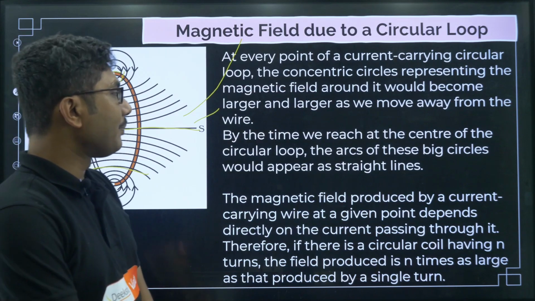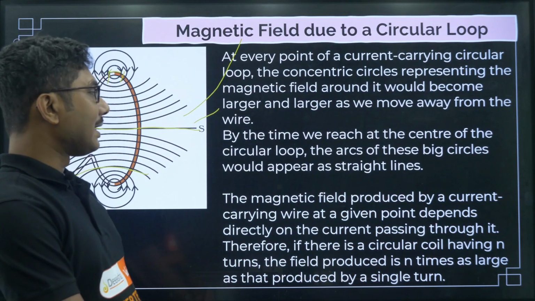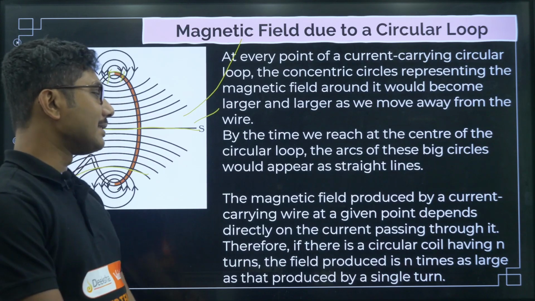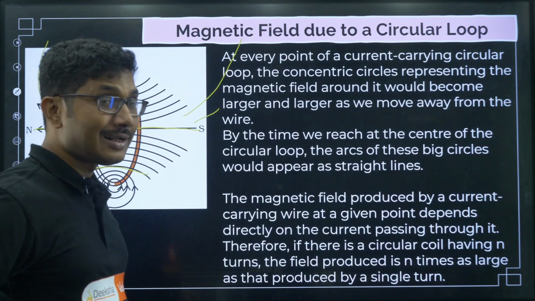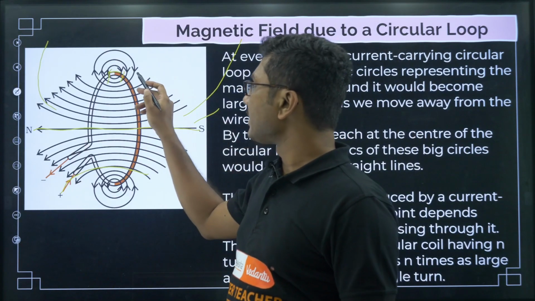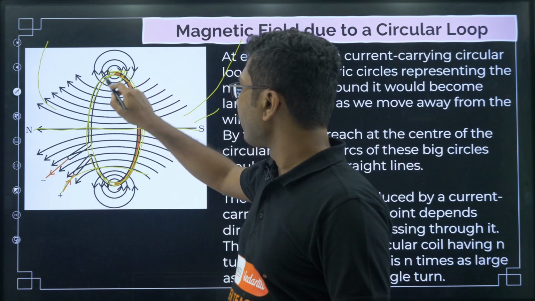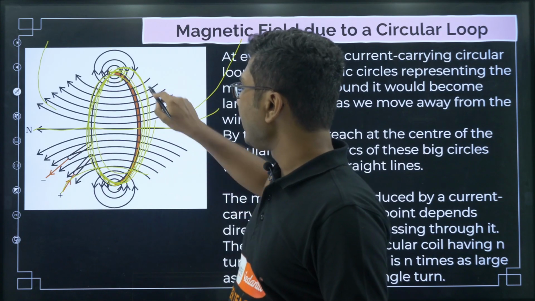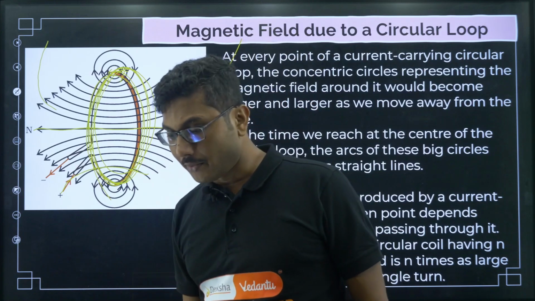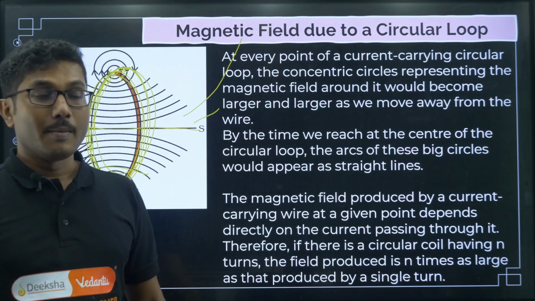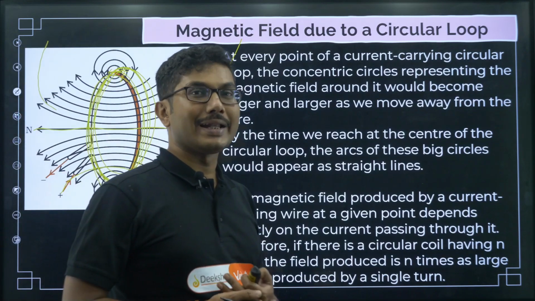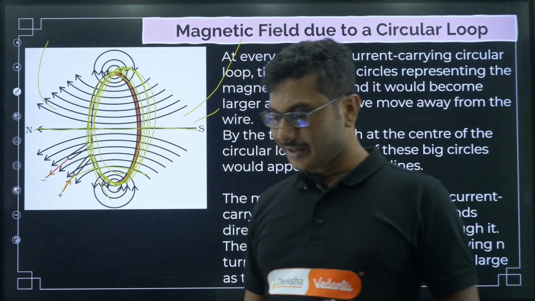Now the magnetic field produced by a current carrying wire at a given point depends directly on the current passing through it. Therefore, if there is a circular coil having n number of turns, while this is only a single turn, suppose we have more number of turns in here. What will happen? Each turn is carrying the same amount of current. The magnitude of the current will be multiplied by n times, without doing anything. This is called smart science.